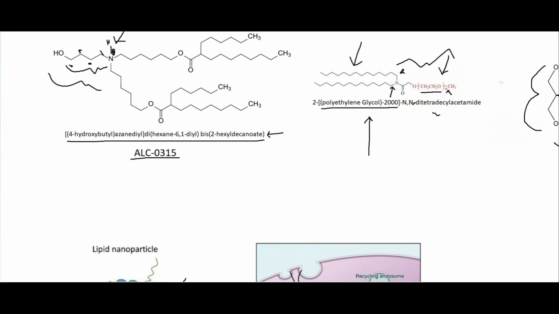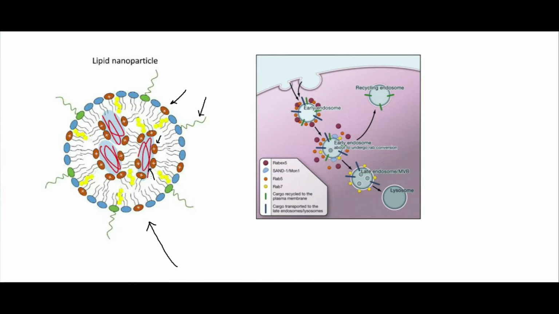Then you can see these blue ones with a tail like this. That tail is this part right here. It's that polyethylene glycol part coming off there. You can see these tails coming off here are supposed to be helping stabilize the lipid nanoparticle form. Then these little yellow things here are the cholesterol.